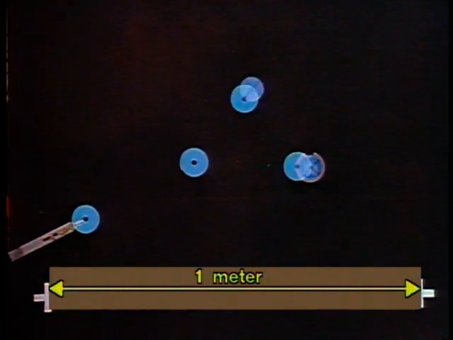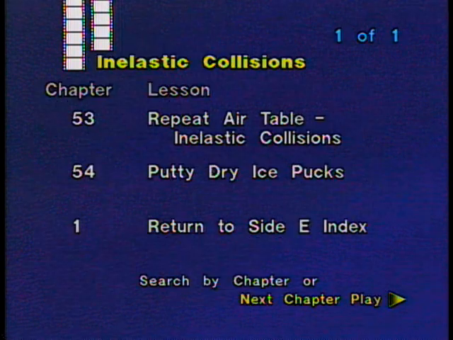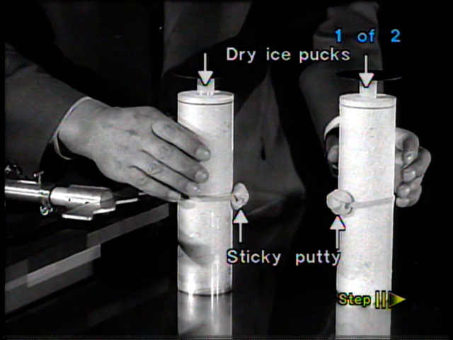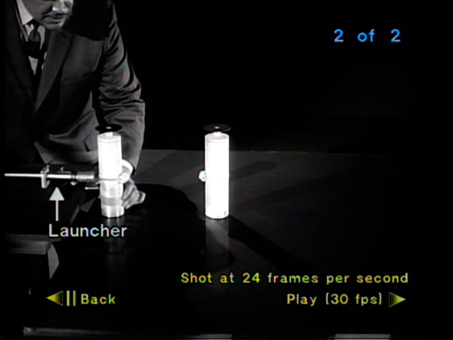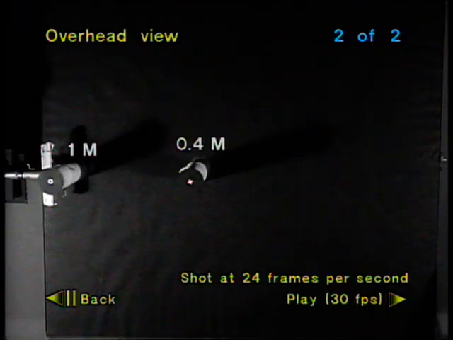Compute the final energies of the two pucks. This is a perfectly inelastic collision. The two pucks stick together. Determine the percentage of the initial kinetic energy lost in this collision.